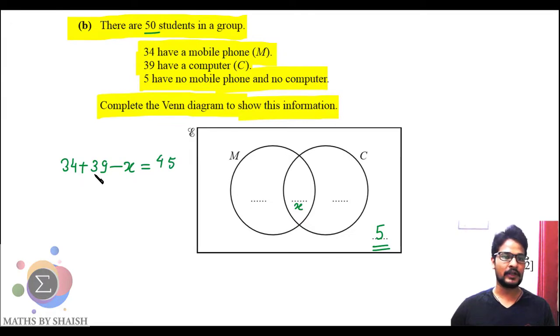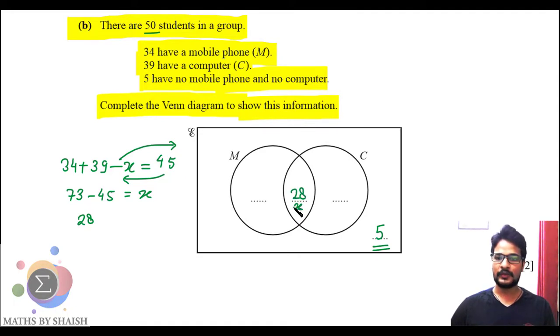So we will calculate now. 34 plus 39 is 73, and then we transfer this thing here, and 45 this side, so 73 minus 45 equals X, and it is going to be 28. 73 minus 45 is 28. So there are 28 students in this region which is the intersection, meaning they have a phone as well as a computer.